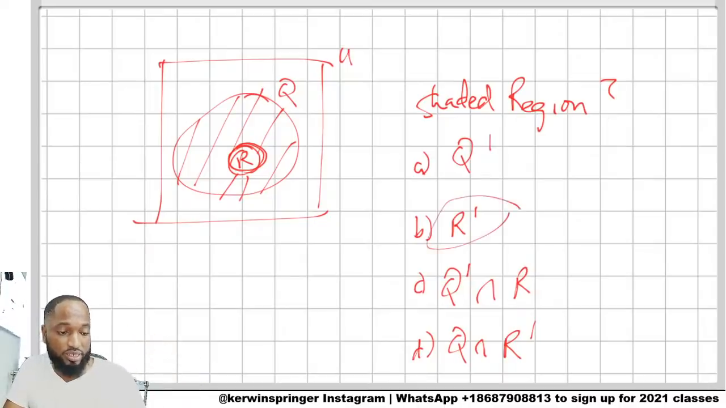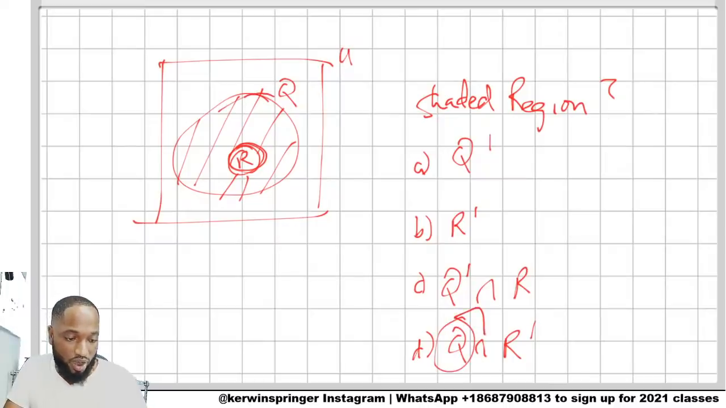So you're working with this. But it also must be inside Q. So it must be inside Q and outside R. So D is the answer.